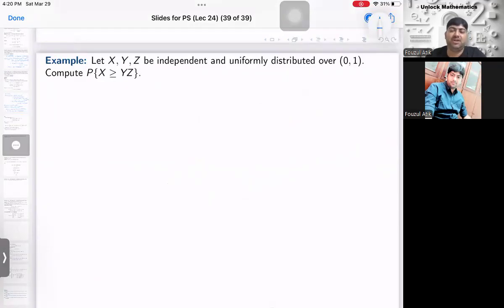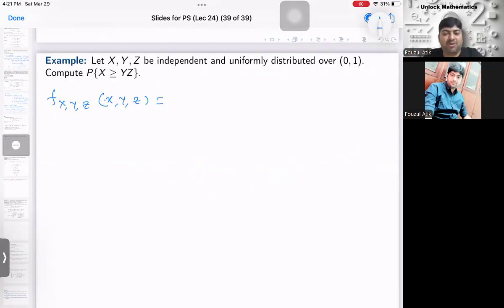So here three independent random variables are there. All of them are independent and uniformly distributed. So we know the density function of a uniformly distributed random variable. You have to calculate P(X ≥ YZ). Now because X, Y, and Z are independent, their joint probability density function, which we denote by f_XYZ(x, y, z), we can say it as f(x,y,z).